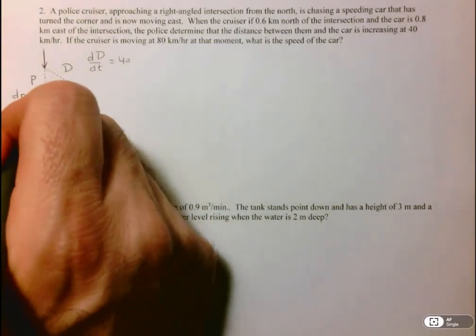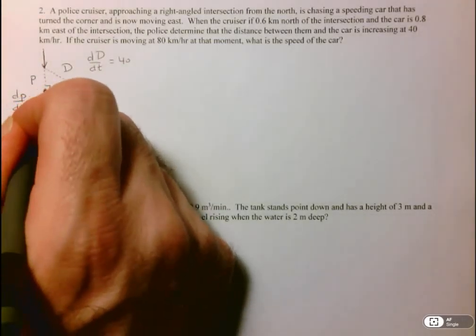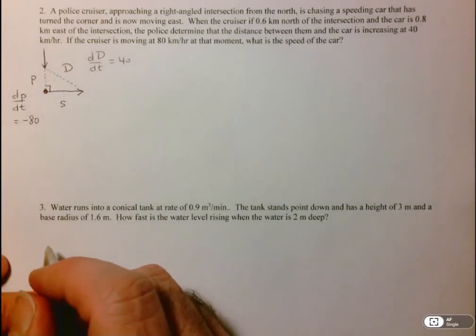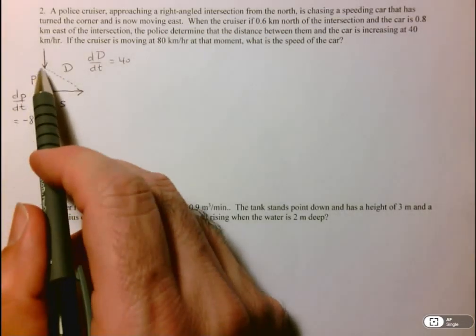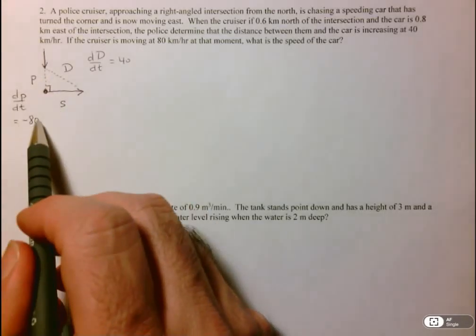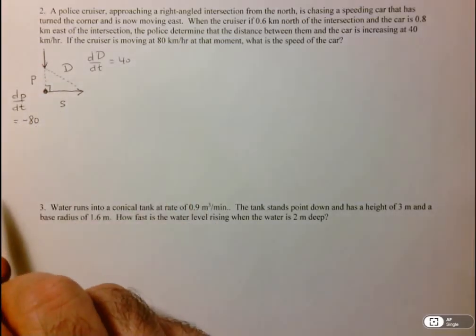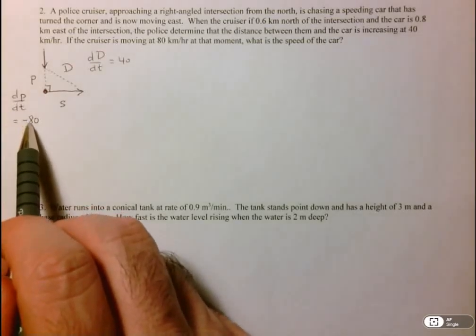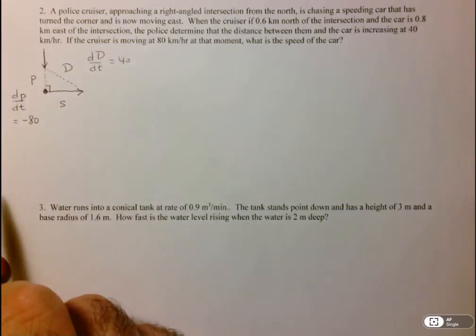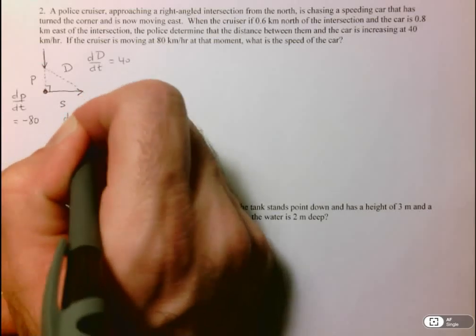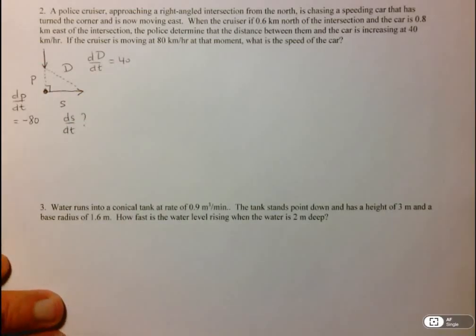But that's going to be a negative rate of change. So it's 80 kilometers per hour, that's the speed. But when we think of the velocity, and the fact that this distance is actually decreasing, it makes sense to use a negative value, because we know that a negative derivative corresponds to a decreasing value. And what we're looking to find is dS/dt. So this is what we're trying to determine.